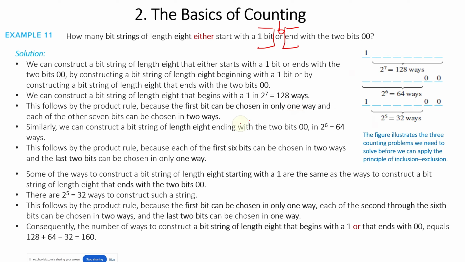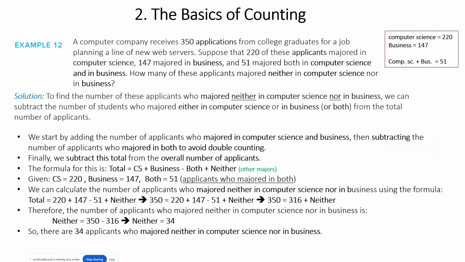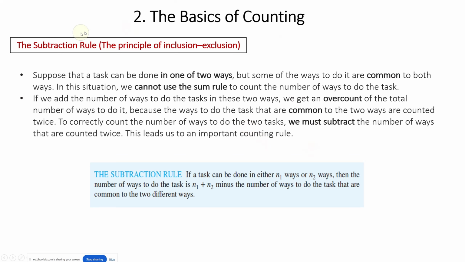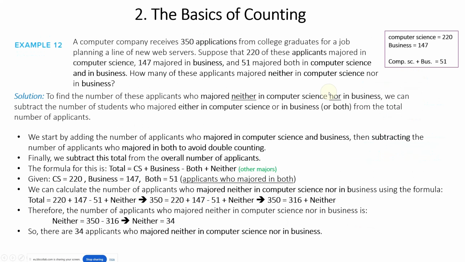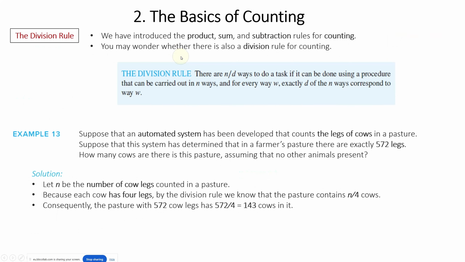That means I'm going to have 128 plus 64 minus 32, which is going to be 160. So that's the rule about this subtraction rule, or what they call the principle of inclusion-exclusion. So yeah, these are again some different exercises of the same type, with examples to explain the same thing.